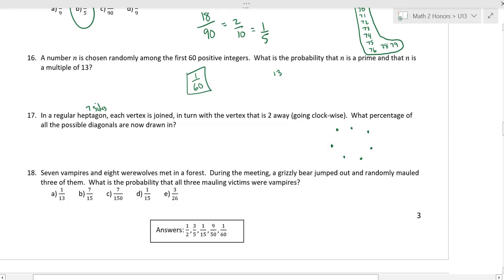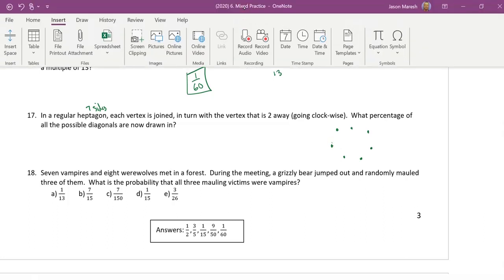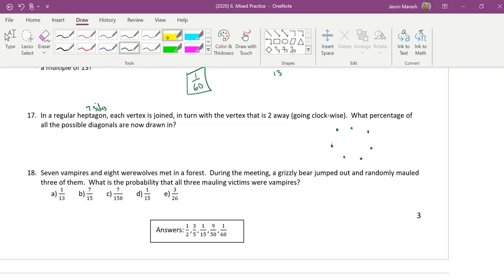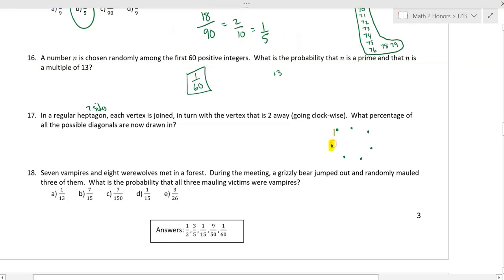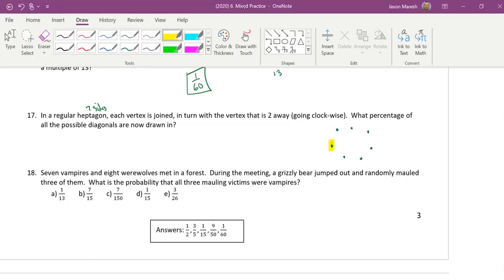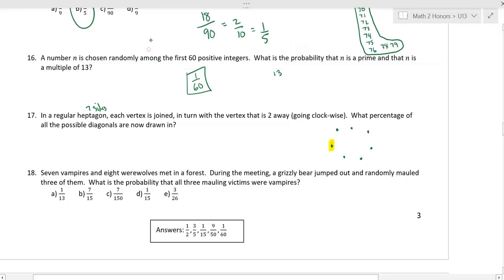And each vertex has 6 different ways it can connect, right? So if I'm looking at this one right here, it has 6 different points it can connect to. 1, 2, 3, 4, 5, 6 different options.